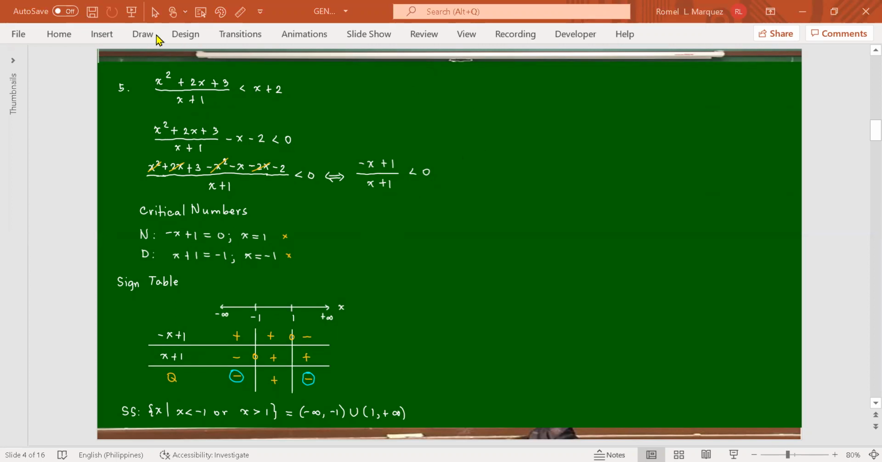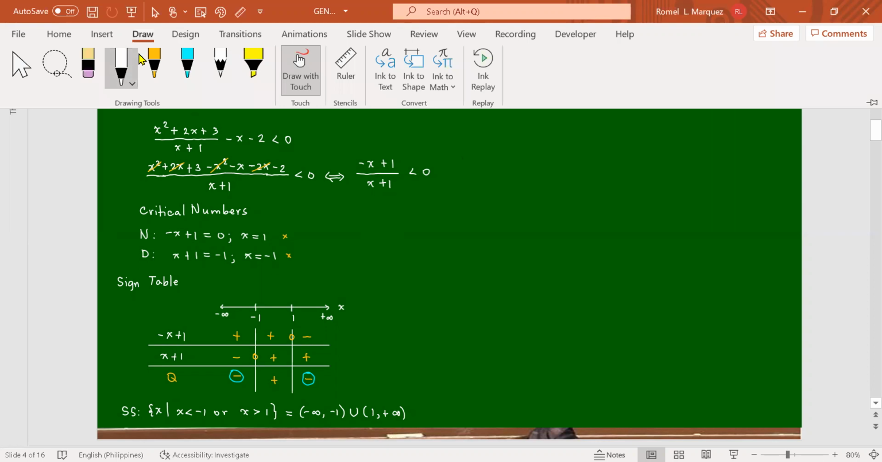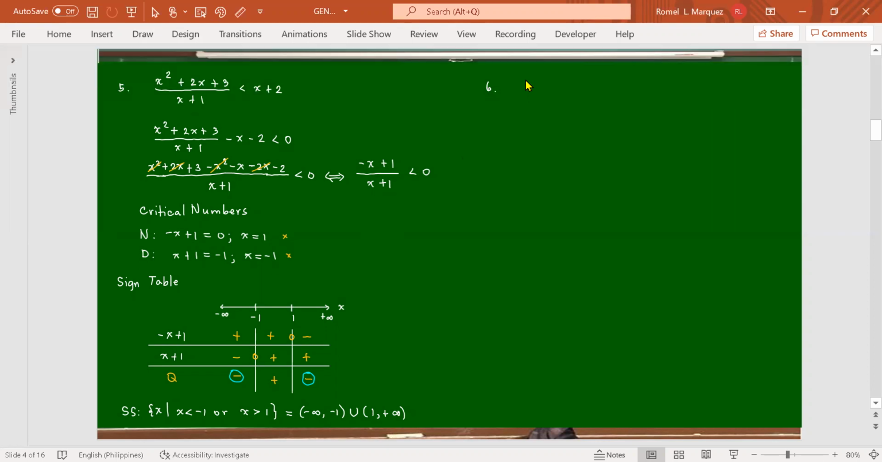What about number 6? Number 6 now. We have x plus 3 times 4 minus x, all over 2x plus 5. Okay? And let's say greater than or equal to 0.